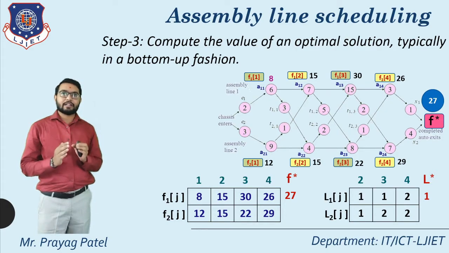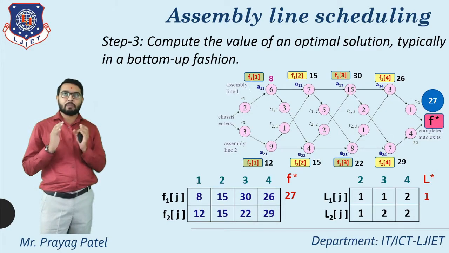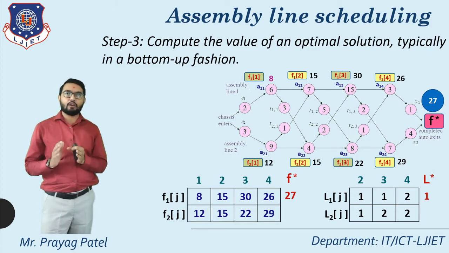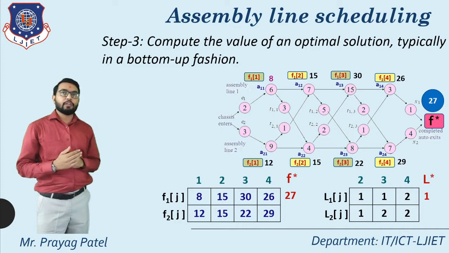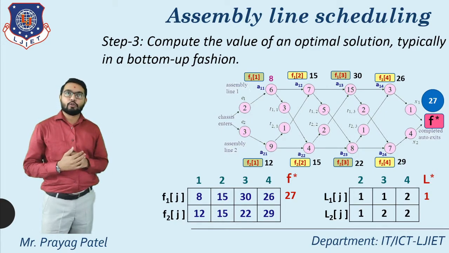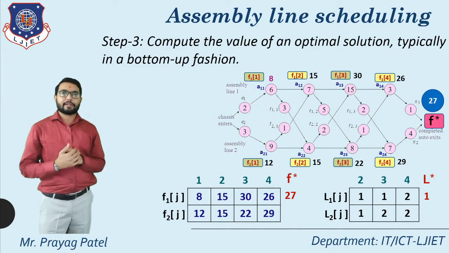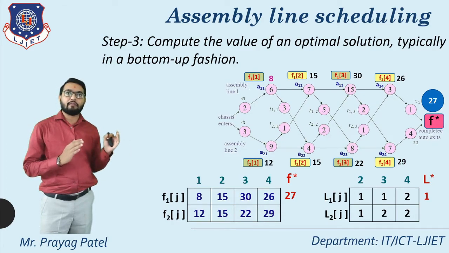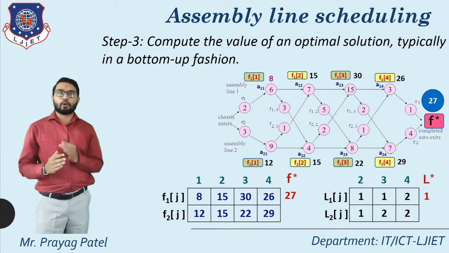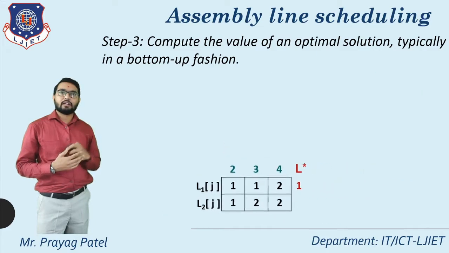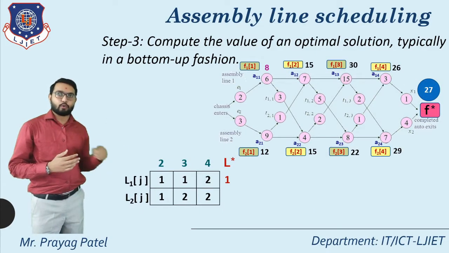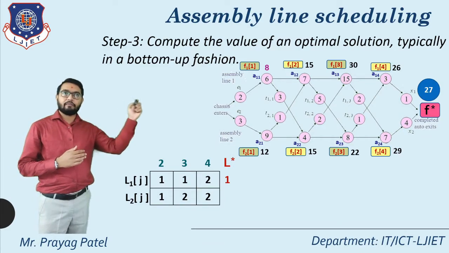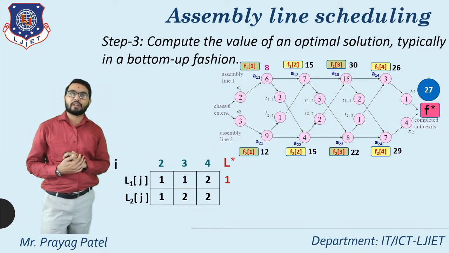So here consider step number 3. In step number 1 and 2 we already found the values of F and L. Now in step number 3, compute the value of an optimal solution, typically in bottom up fashion. Means here we find the value in a bottom to top manner. So here consider the given data and the values of L1 and L2. Here consider the figure and the final answer equal to 27.